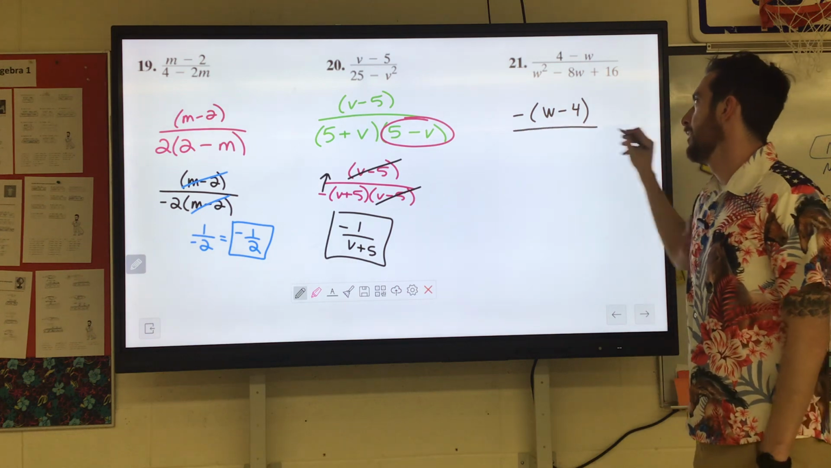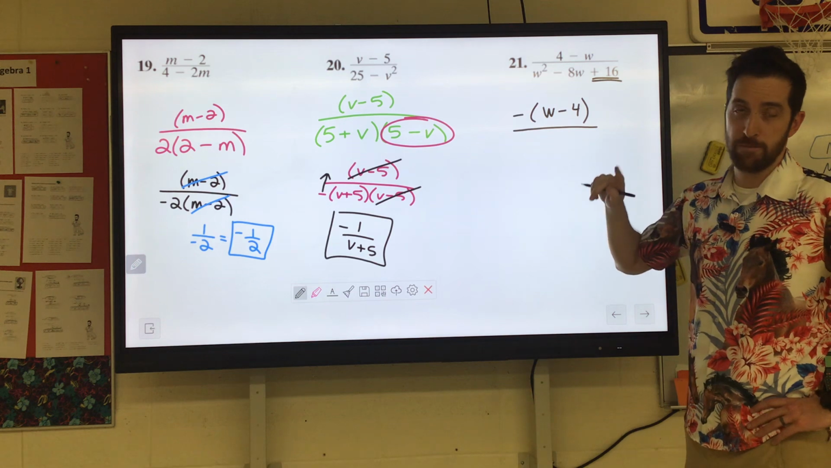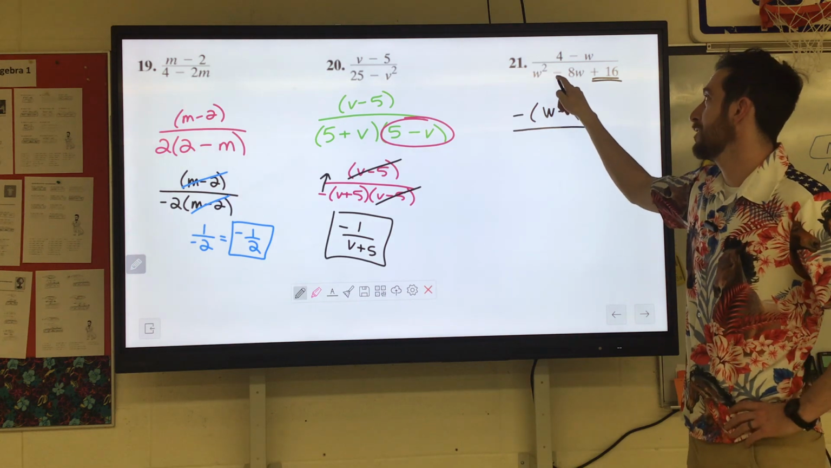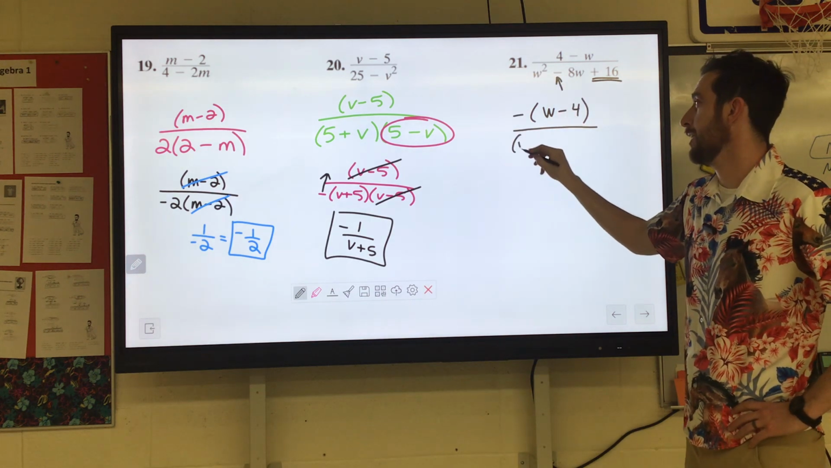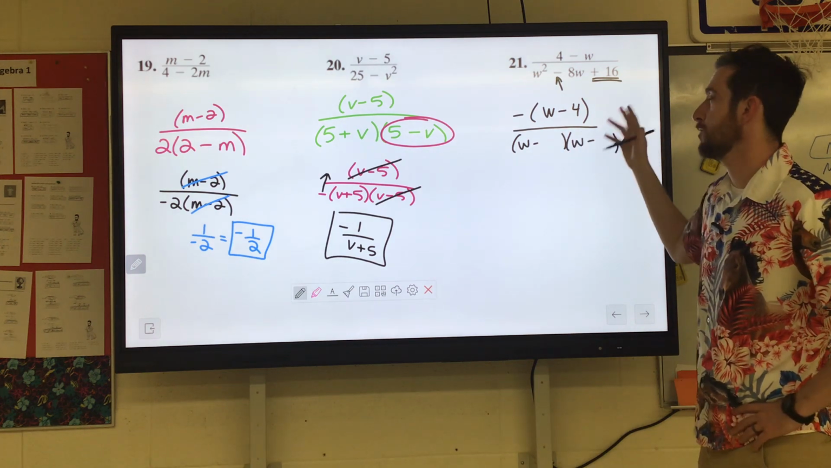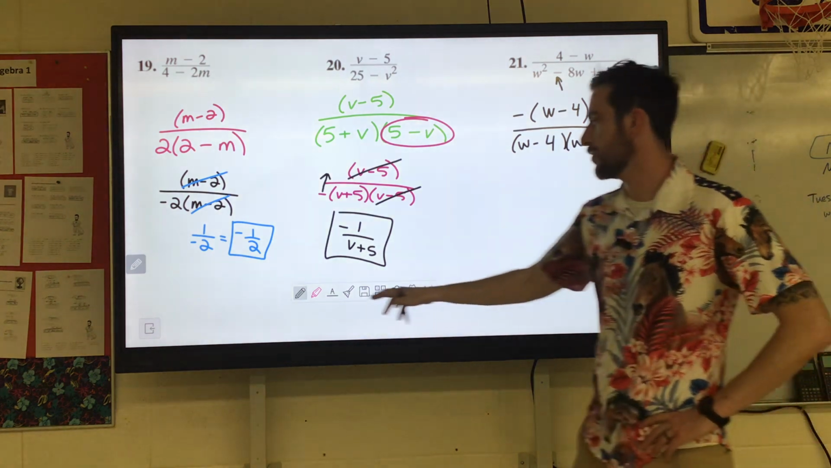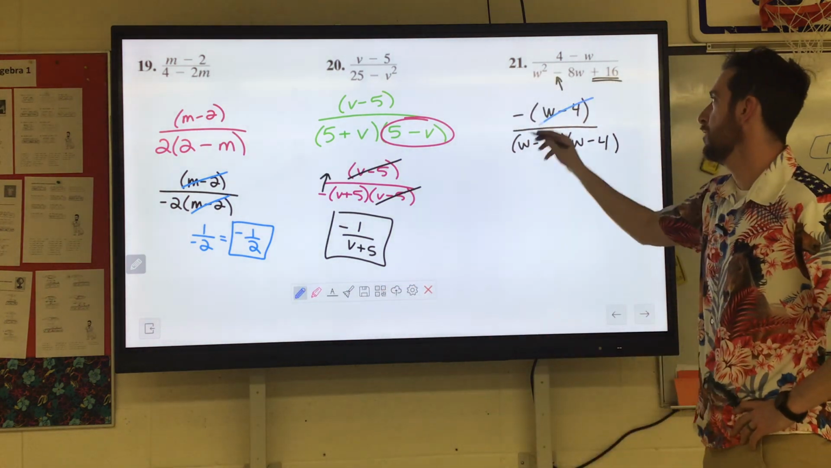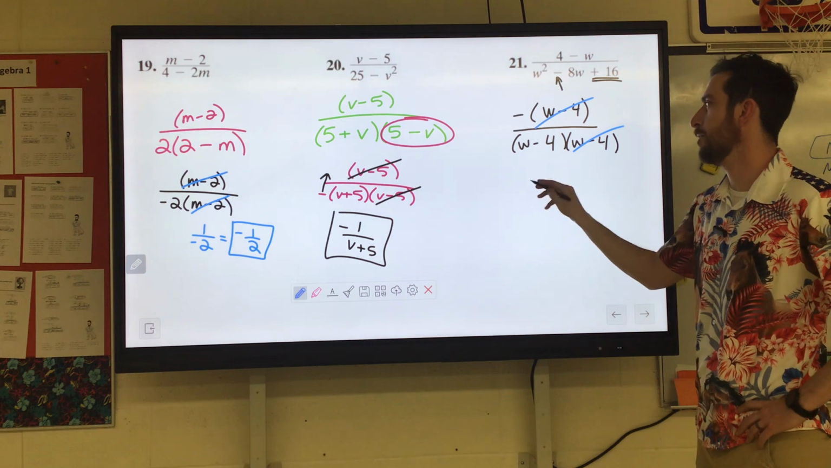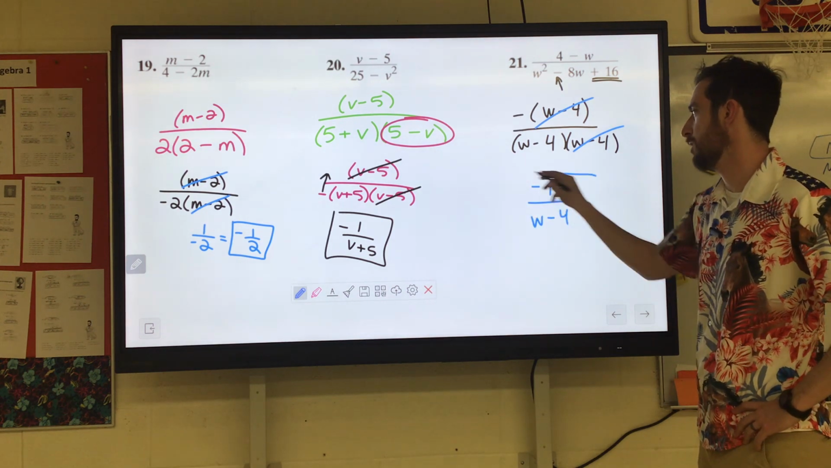All right, denominator. Multiplies to positive 16. They're either both positive or both negative. If it adds up to negative 8, that has to both be negative. Factors of 16 that add up to 8 would be 4 and 4. And now we can cancel out a w minus 4 for a w minus 4. So up top we have negative 1. In the denominator we have w minus 4.